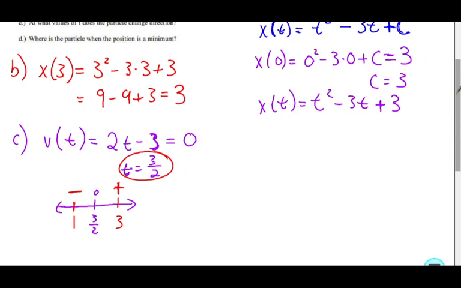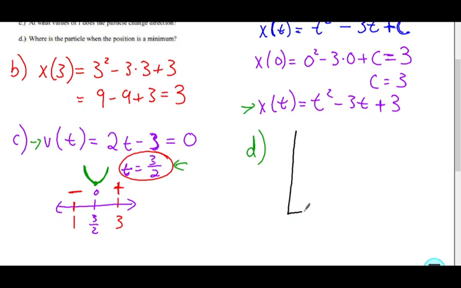Well, we just figured that out. For part D, we're finding a minimum. How do you find a minimum? If we're finding the minimum of position, you take the derivative, which is velocity, and you set it equal to 0, which we already did. This 3/2 is a critical point. And since we did our first derivative test, we saw that the position is decreasing here, and on the other side it is increasing. So my minimum occurs at 3/2.